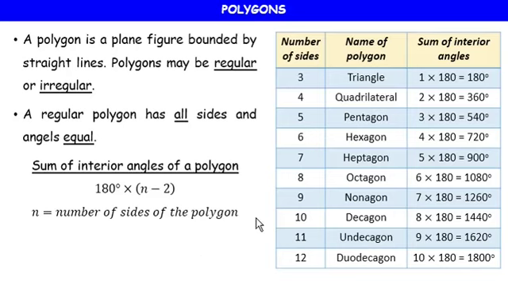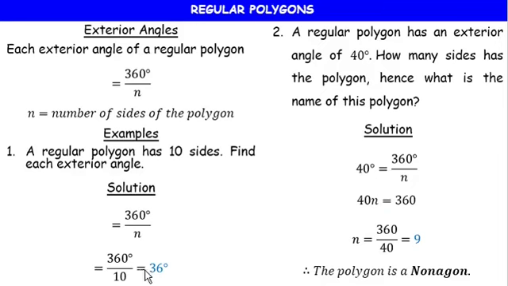Here for the decagon it was 1440, right? So if you want to find one interior angle, just divide it by 10 and that gives us 144. Now subtract 144 from 180 and let's see what you would get. You would simply arrive at 36 degrees, right? That's just an additional point I'm adding on. So that is that for the exterior angle of a regular polygon.